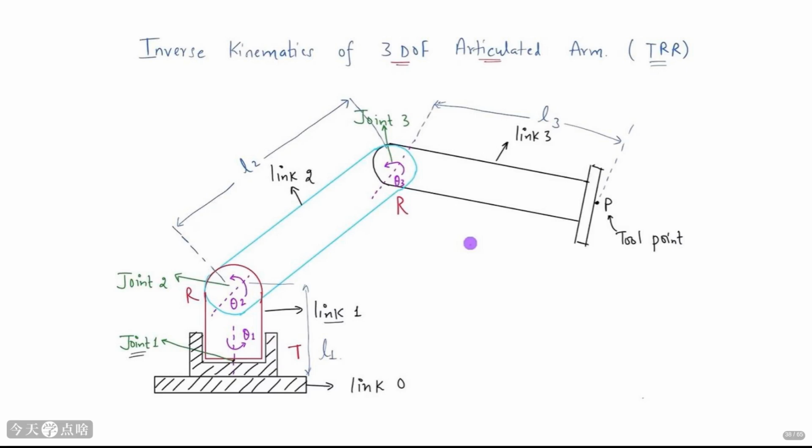Let's move to a more complex example, a 3-DOF articulated arm, also known as a TRR manipulator. This robot has 3 revolute joints, J1, J2, and J3, connected by 3 links, L1, L2, and L3. The diagram shows the structure. The goal is to find the joint angles theta1, theta2, and theta3 that will position the end effector at a desired point. This is a common type of robot used in industrial applications.